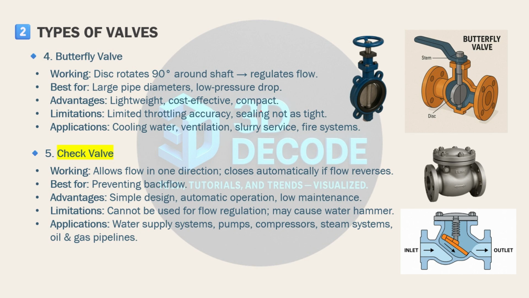Check valve. Working: allows flow in one direction, closes automatically if flow reverses. Best for preventing backflow. Advantages: simple design, automatic operation, low maintenance. Limitations: cannot be used for flow regulation, may cause water hammer. Applications: water supply systems, pumps, compressors, steam systems, oil and gas pipelines.